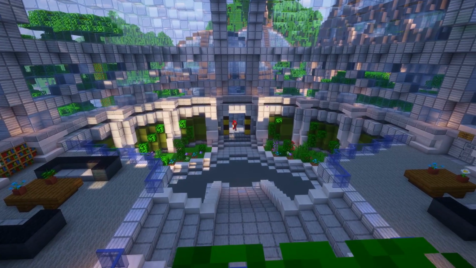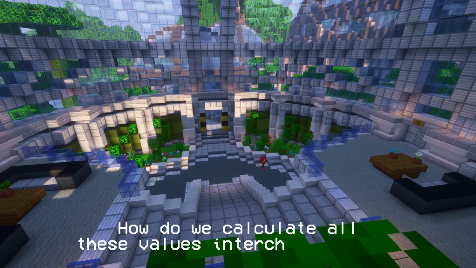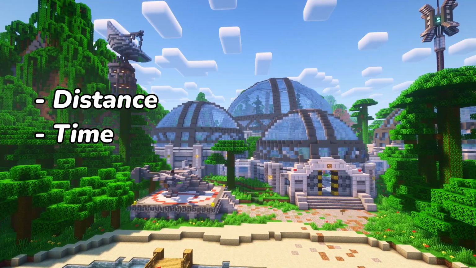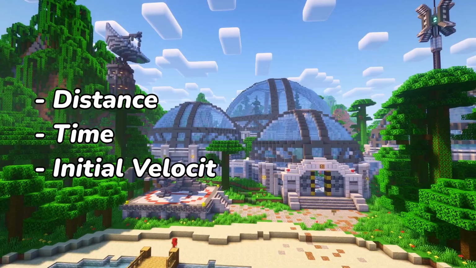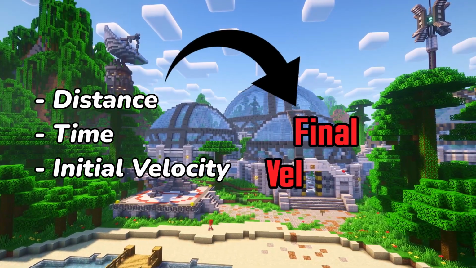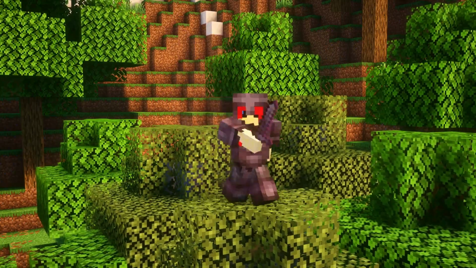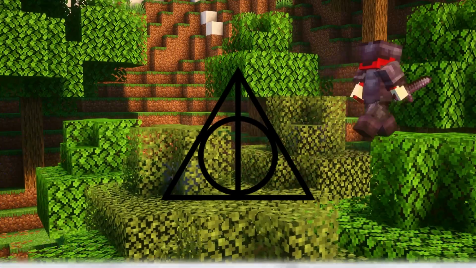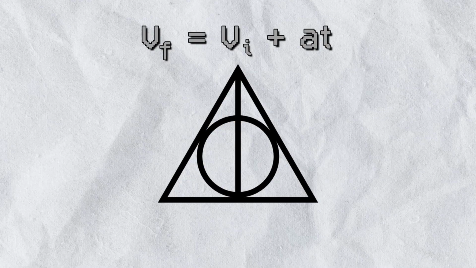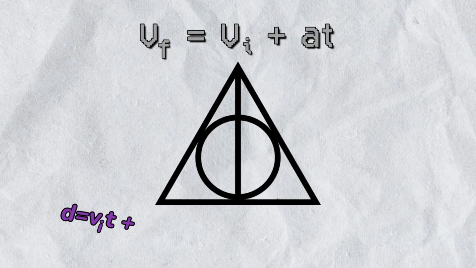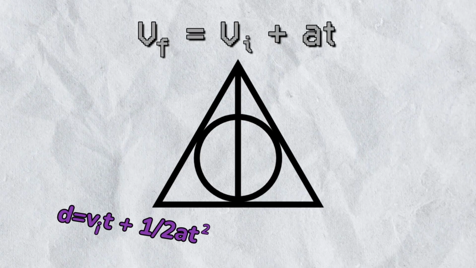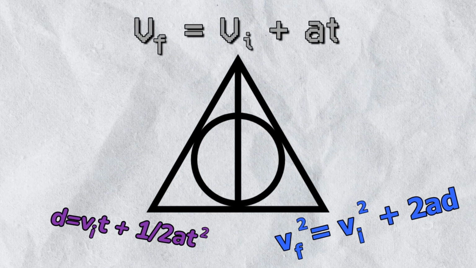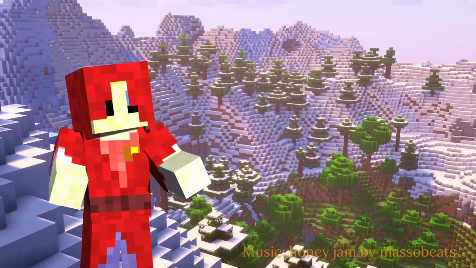This poses a question. How do we calculate all these values interchangeably? And by that I mean, if we were given distance, time, and the value of the starting velocity, how could we find an object's ending velocity? Well, this is where I'm going to introduce the three primary kinematic equations. Those are Vf equals Vi plus at, d equals Vi t plus 1/2 a t squared, and Vf squared equals Vi squared plus 2ad.